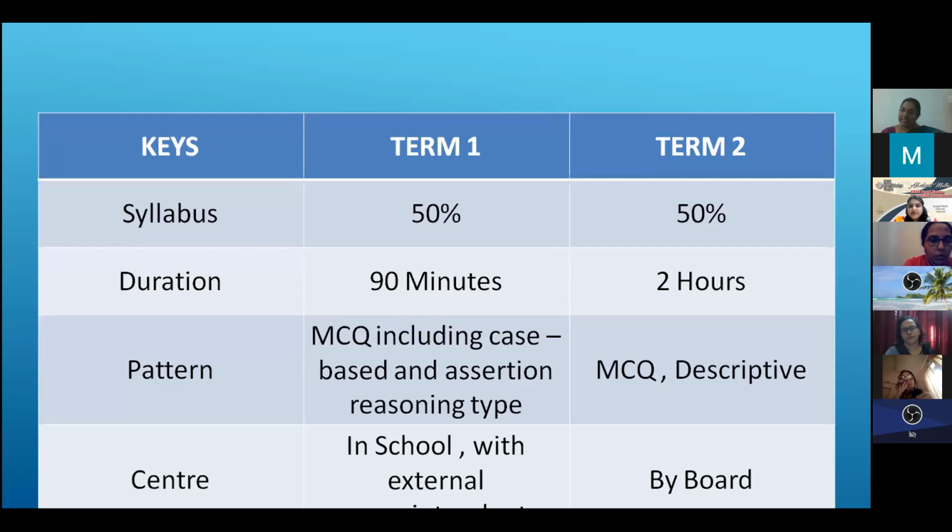And the second one, the term 2 examination, they have given that it will be by the board. That is board examination as usual. There also they have given options. We are not sure whether we can have the outside, external centre examination or whether it will be in the school itself. We don't know anything, according to the pandemic situation. That's why for the last one, we have to wait for CBSE. At that time, they will declare. Accordingly, we have to move.